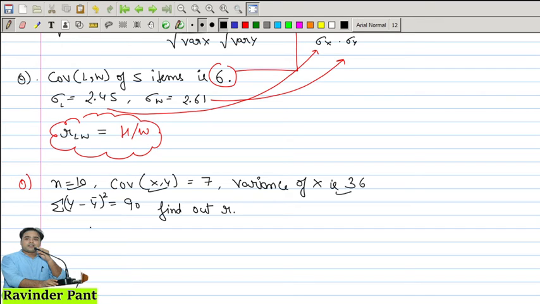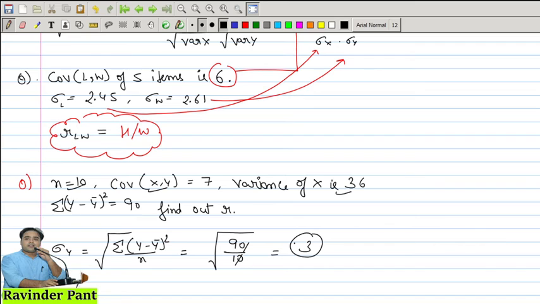So only one relationship for y is given. You can easily calculate the variance of y here. How do you do it? Simply write this expression, standard deviation of y is under root of summation (y minus y bar) whole square divided by n. This is under root of 90 given, divided by 10, and you will get the value of standard deviation of y as 3.